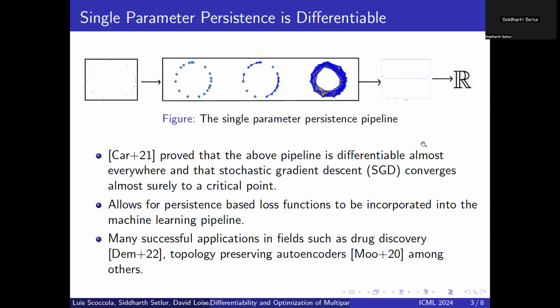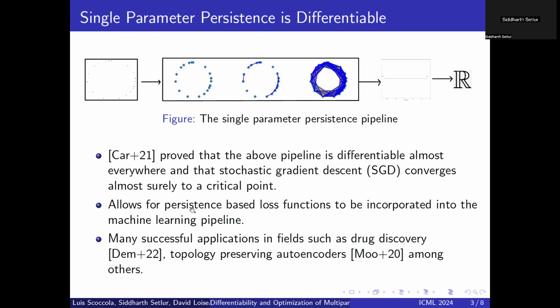Okay, so consider the entire pipeline, starting with data, then constructing your family of simplicial complexes or filtration of simplicial complexes, then computing your persistence barcode, and then defining a real valued loss function. So you can do this loss function in multiple ways. It's pretty easy because there's a metric that you can place on this space of barcodes. So it was proven in 2021 that this pipeline is differentiable almost everywhere, and that stochastic gradient descent converges almost surely to a critical point when you consider a loss function as the composition of this entire pipeline.